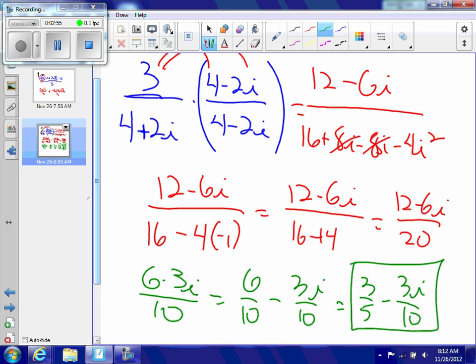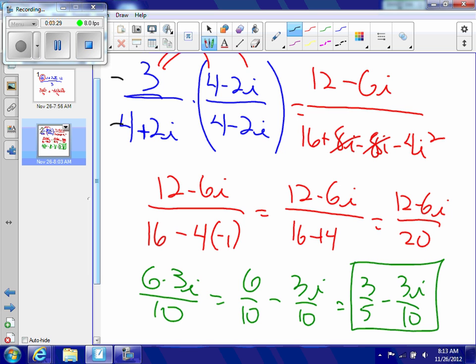So 10 applies to both? The 10 denominator applies to the 6 and the 3i? Sure, because if you look up here at the top, I just multiplied straight across. So I had my 12 minus 6i as my numerator, and when I FOIL this out all the way, the denominator is just going to wind up to be 10. So it's the same thing as 12 minus 6i over 10, and 10 is the denominator for the entire fraction there.